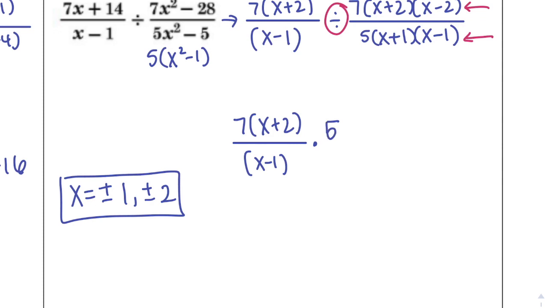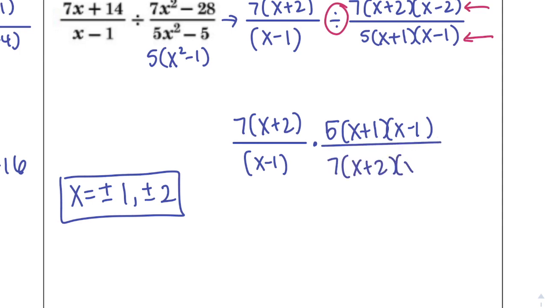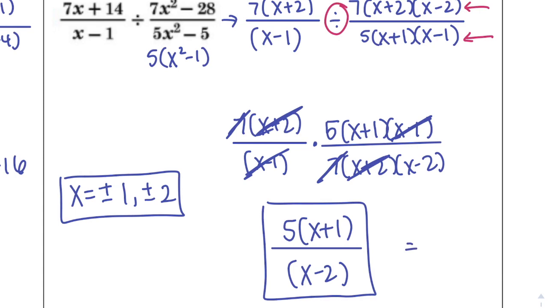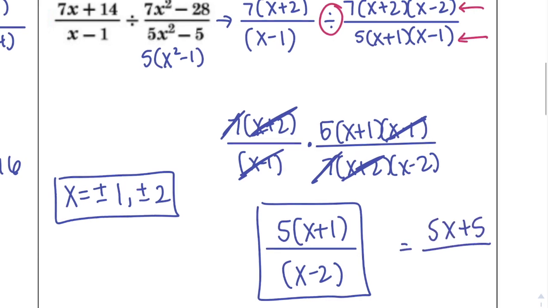So I have 5 times x plus 1, x minus 1 in the numerator. And now my denominator is the 7 times x plus 2 times x minus 2. And I already took care of that restriction over here, because when I'm dividing, I need to look at both the numerator and the denominator. And now I'm going to start canceling. So x minus 1 with x minus 1, x plus 2 goes with x plus 2. 7 and 7 cancel. And I'm left with 5 times x plus 1 all over x minus 2. That's it. Remember, that's equivalent to 5x plus 5 over x minus 2, but I don't need to do that step.